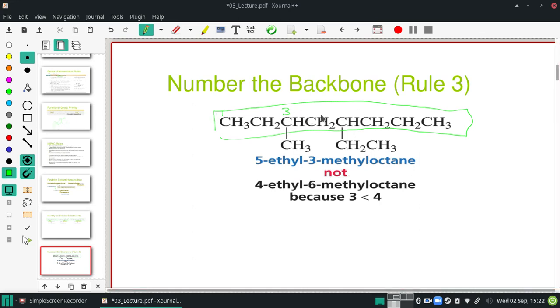So 3, 4, 5. And now when I fully name it, the substituents get those numbers with them, and then the whole backbone gets that backbone name. Since this had 8 carbons altogether, it is an octane. Ethyl comes alphabetically before methyl, so that's how I decided ethyl comes first. 5-ethyl, 3-methyl, octane.